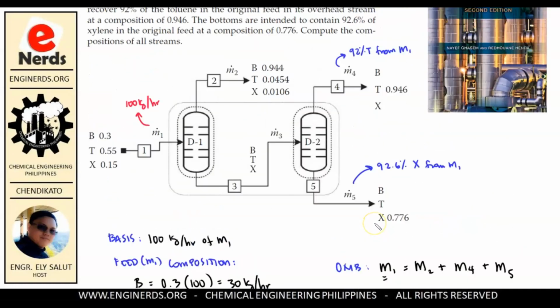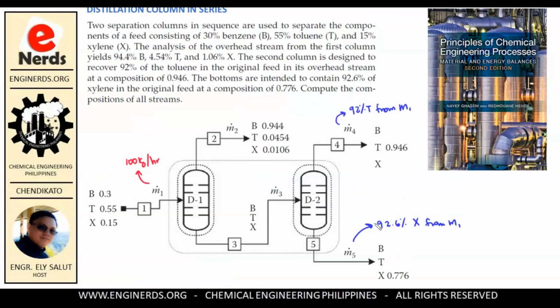So, now let us try to have a balance kung saan makakakuha tayo ng value ng ating stream. Okay, so as you can see, lahat ng streams natin dito na lumalabas contains benzene, toluene, and xylene. Okay, so if you're going to have an overall material balance, this is going to be quite complicated. However, binigyan tayo ng very significant detail here na pwede nating magamit. Okay, so if you're going to determine kung gaano karaming toluene meron tayo dito sa M4, it is possible because alam natin yung value ng M1.